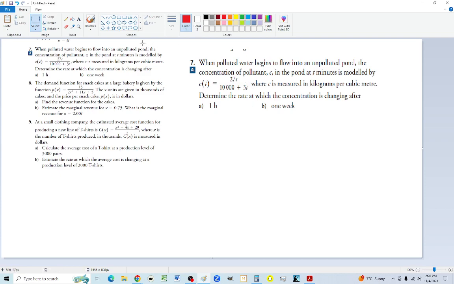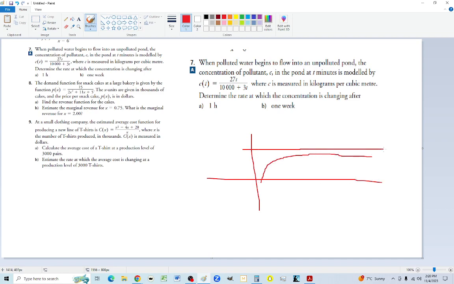So ask yourself, when it's 27t over 3t, what's the horizontal line it's going to be reaching? It's 27 divided by 3, which is 9, which means on a graph, its maximum it's going to reach is at y is equal to 9.